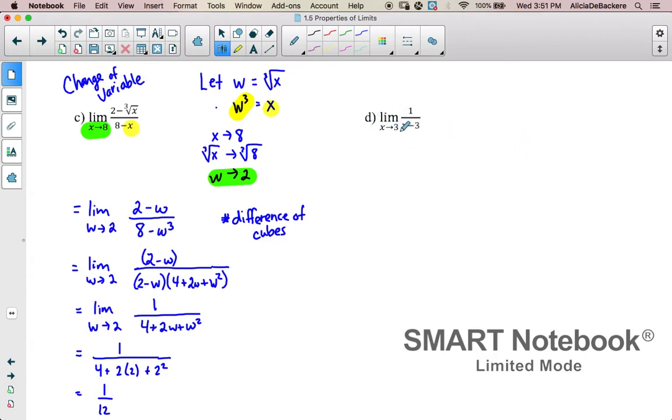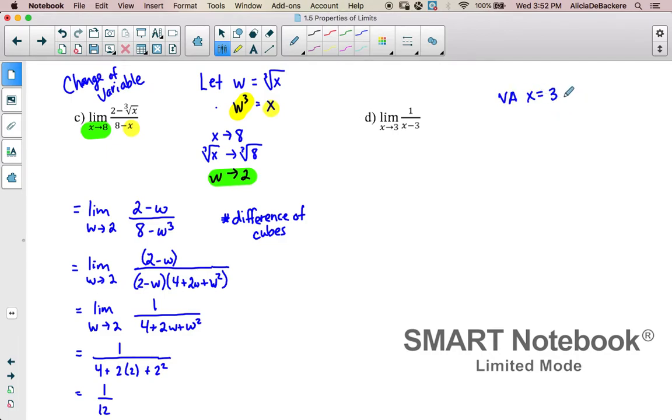The limit as x approaches 3 of 1 over x minus 3. I can't simplify this guy. He's already pretty simple. Multiplying by the conjugate is not going to help me out here. There's no root to get rid of. But what I do suspect is that there's a vertical asymptote at x equals 3, right? And you know that from advanced functions.